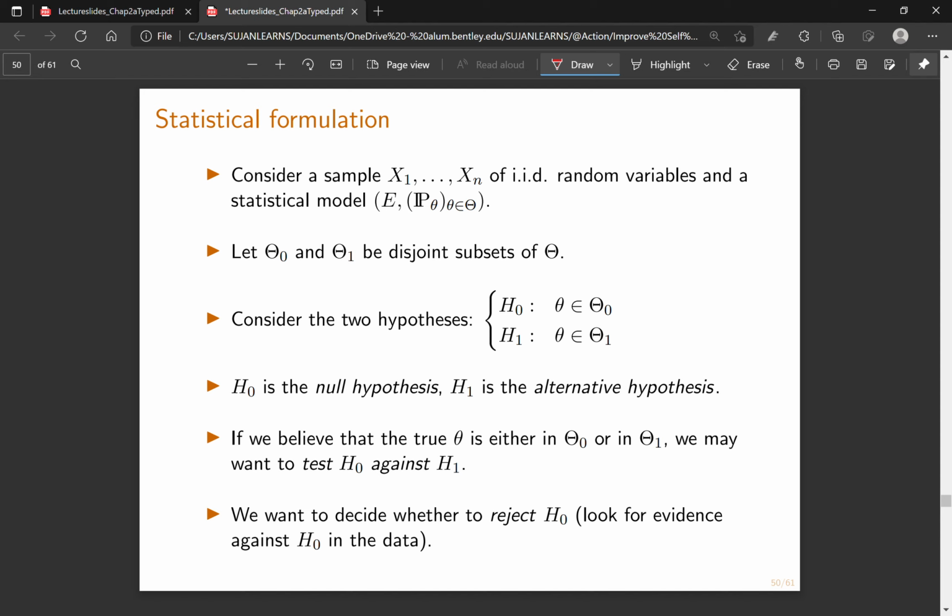Today we'll be talking about the statistical formulation of hypothesis testing. For this, we'll deal with lots of random variables, so bear with me. I will try to explain those.